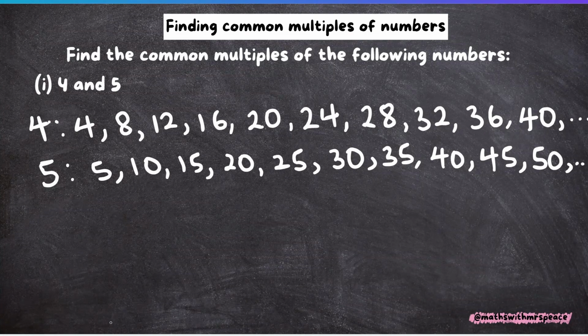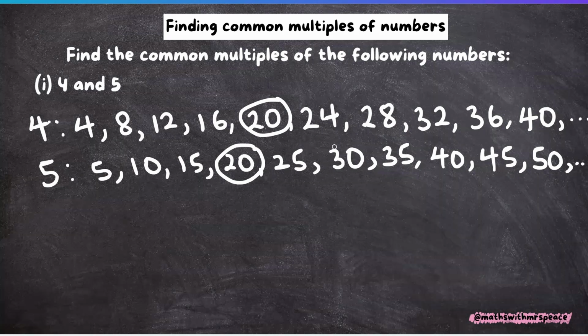Now we're going to look at the list of multiples of 4 and the list of multiples of 5, and then we can identify the common multiples. Looking at the list here and the list here, the first common multiple we're going to have between 4 and 5 is 20. Now I'm going to go ahead and circle it. We have 20 here as well. And then we continue to observe and we see that the next common multiple we're going to have is 40.